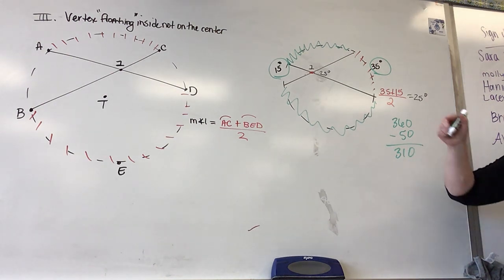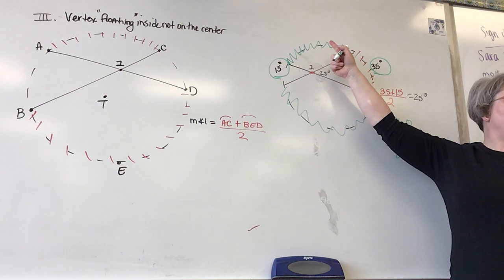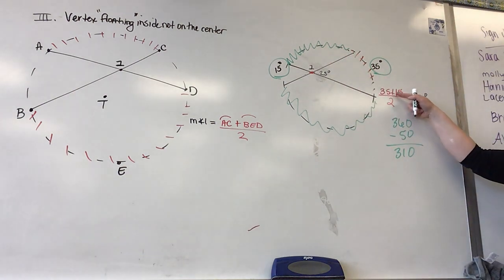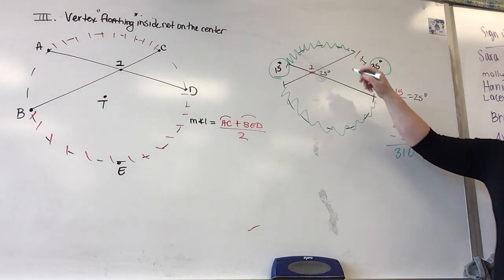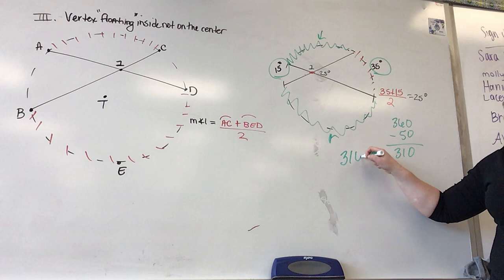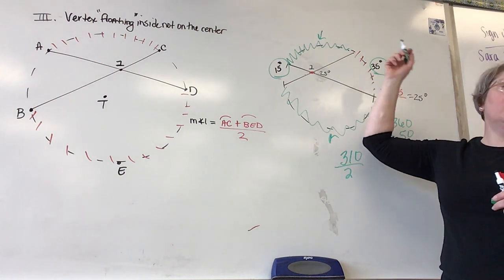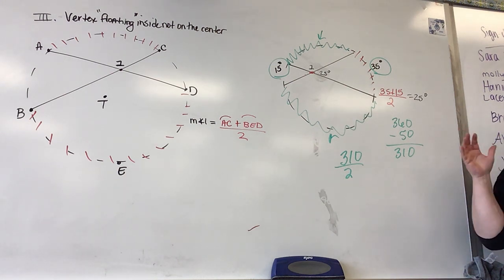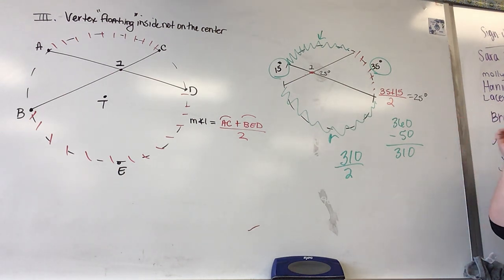Agree? Now, I don't care if this is 300 and that is 10. I don't care the split, because what do you do in the formula anyway? You add them. So no matter what this arc is and this arc is, it would be 310 divided by 2, and we still get that same answer. So two different ways to do it. How's the angle inside but not on the circle?